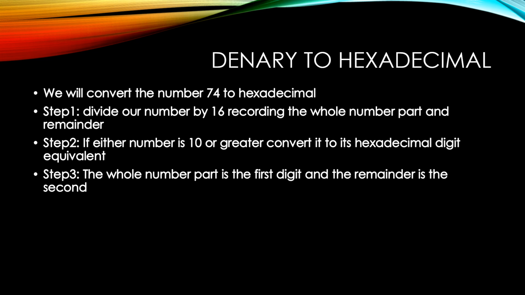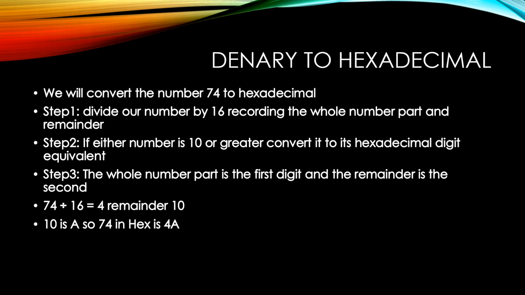Step 3. The whole number part is the first digit and the remainder is the second digit. Simply put them one after each other. So, in our example of 74, 74 divided by 16 is 4 remainder 10. 10 in hex is actually A, so 74 in hex is 4A.